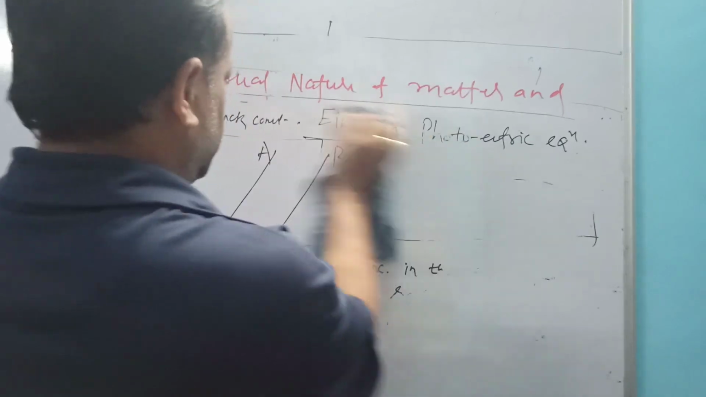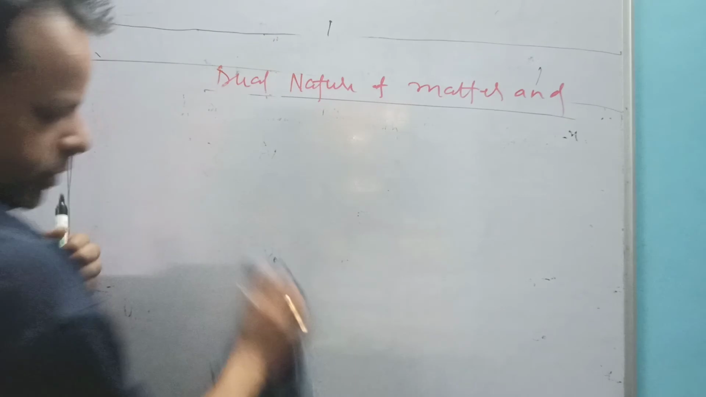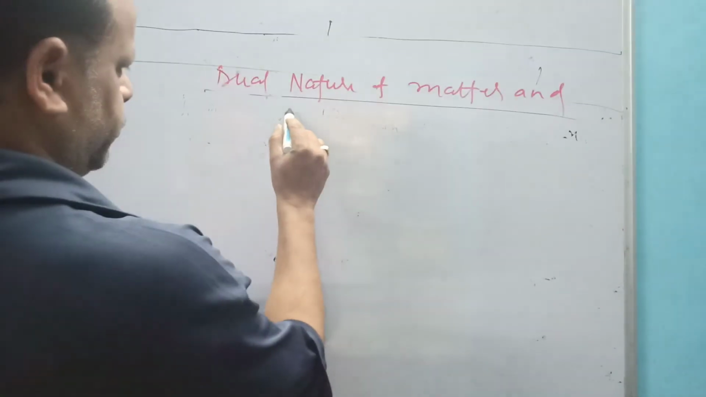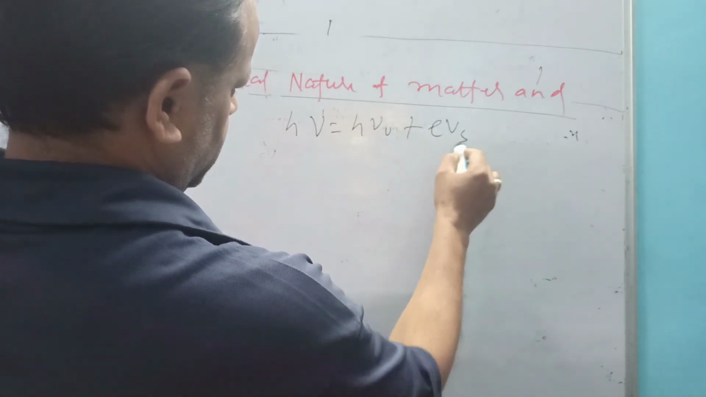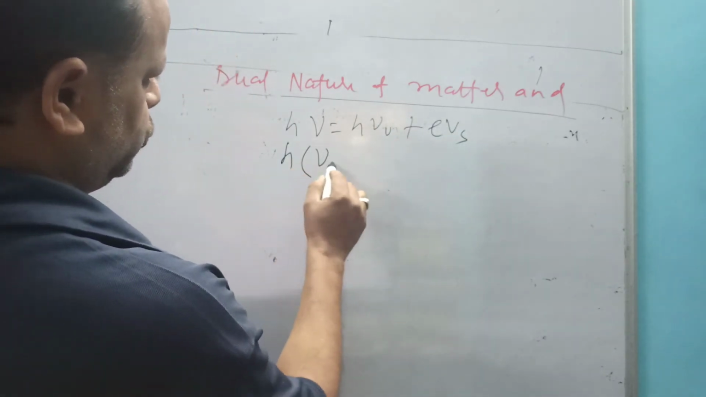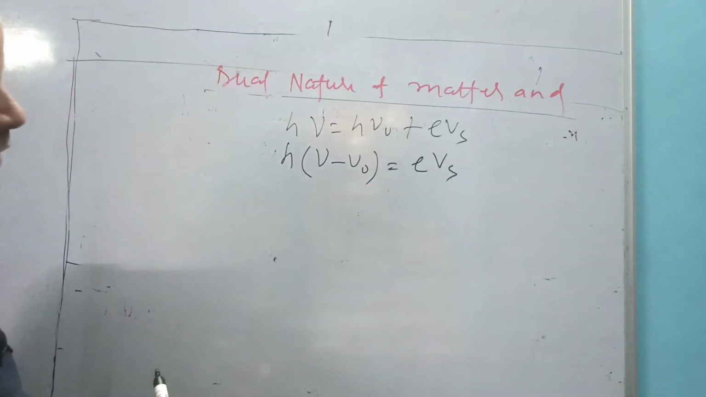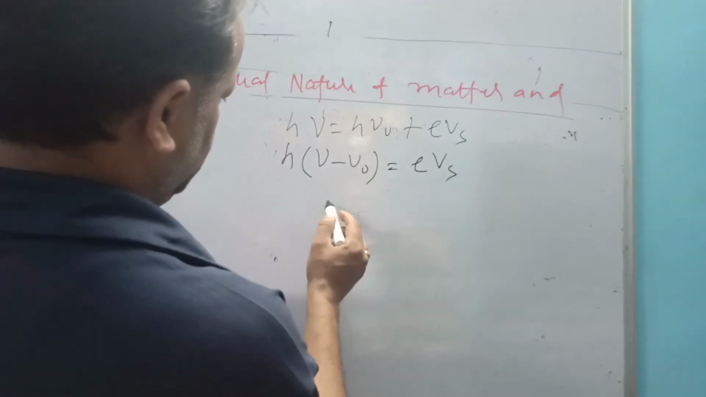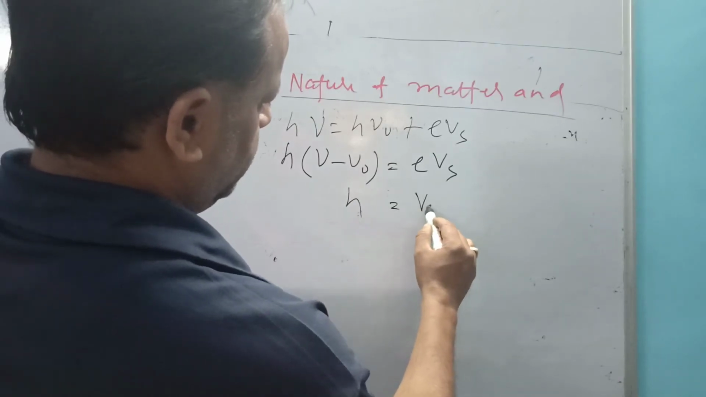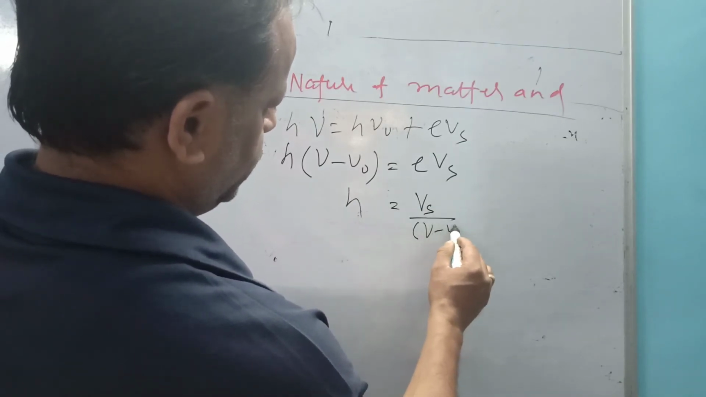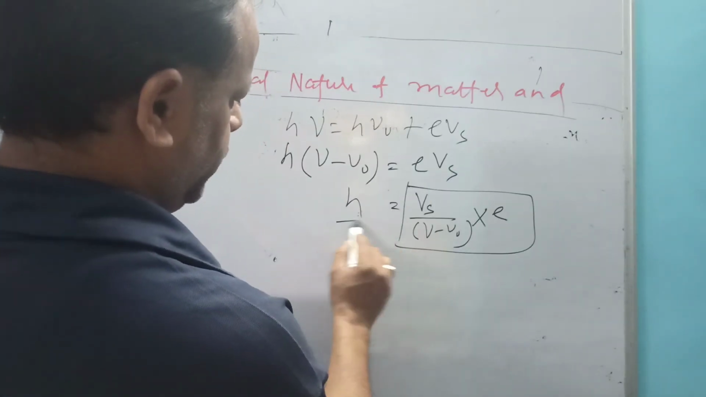See, there are a few questions they do ask to find the Planck constant. With the help of this formula, we can have h nu is equal to h nu naught plus eVs. This is h times nu minus nu naught is equal to eVs. They can give you a potential versus frequency graph, and when you multiply the slope by the electron charge you will get the value of the Planck constant.